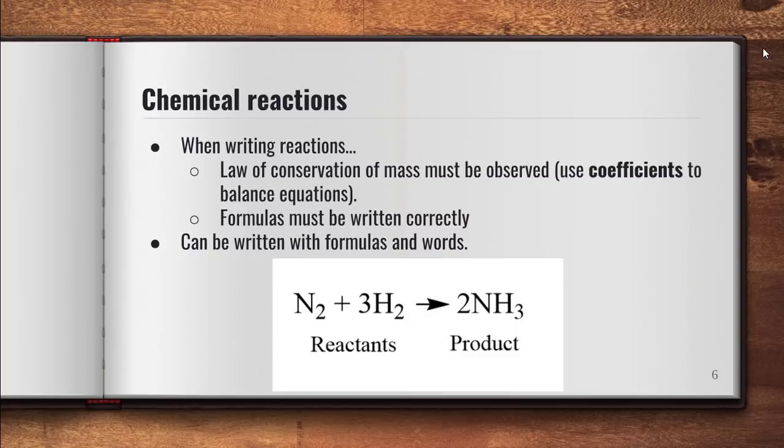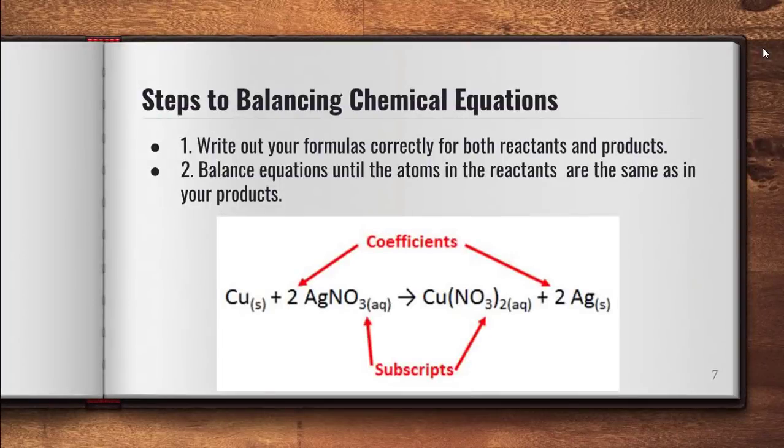Now keep in mind that chemical equations can be written with both formulas and words. So in this case we have a formula equation, but you may be asked for a word equation, in which case you'll need to know your nomenclature in order to write it into the correct formula.